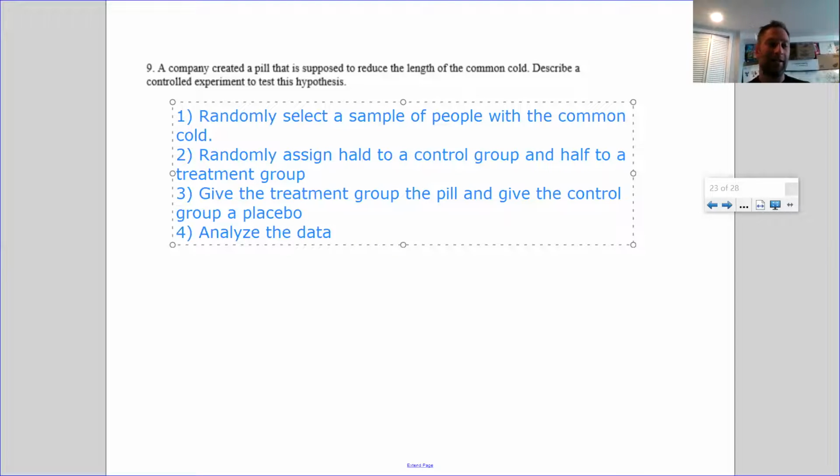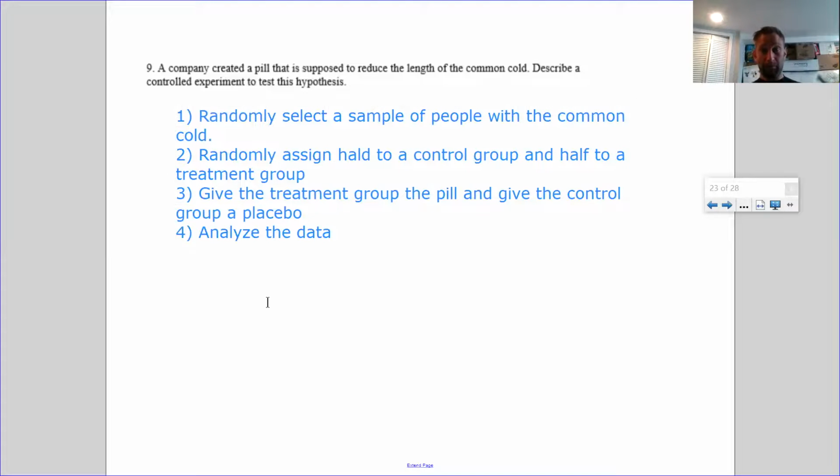And again, analyzing the data, that's where we're going to find the mean difference, re-randomize everything, and then see if my mean difference is inside or outside the confidence interval. But that's not part of this question. It just says to design it. That's how we design it. All right. Same thing.